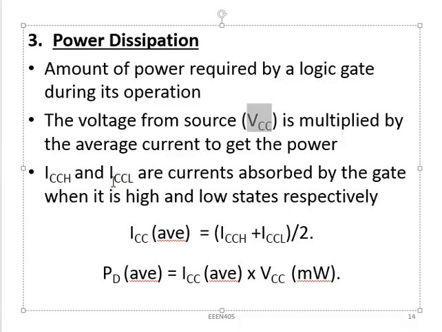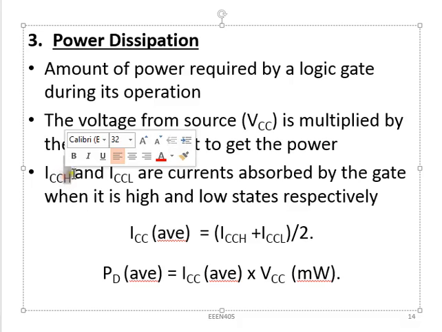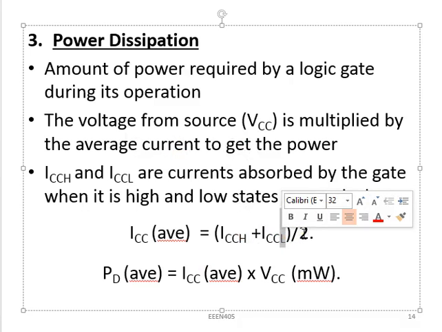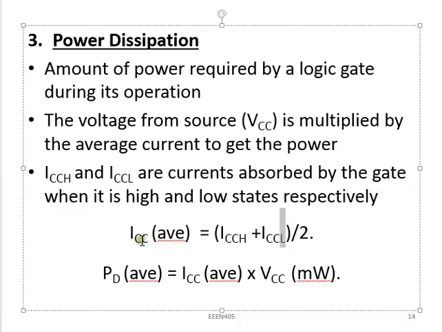And now we find the current, but of course we don't have only one current, because the current it is absorbing when it is in high state is different from that when it is in low state. So for us to get the current requirement, we need to get the average of the two, that is the current when it is in high plus when it is in low, and divide by 2. Whatever you get is your average current requirement. Now the power should be the product of the voltage and the current, and this is what we call the power dissipation of a gate.